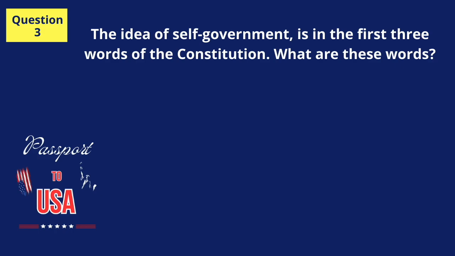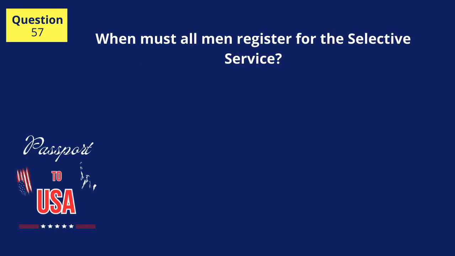The idea of self-government is in the first 3 words of the Constitution. What are these words? We the people. When must all men register for the Selective Service? At age 18.